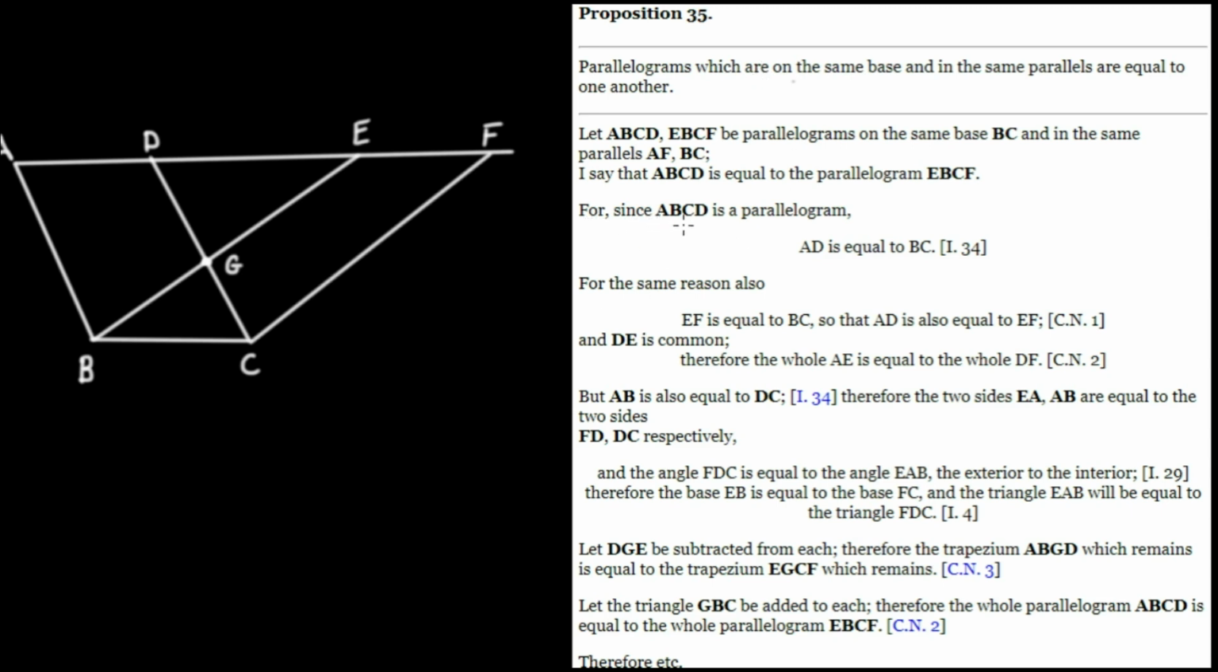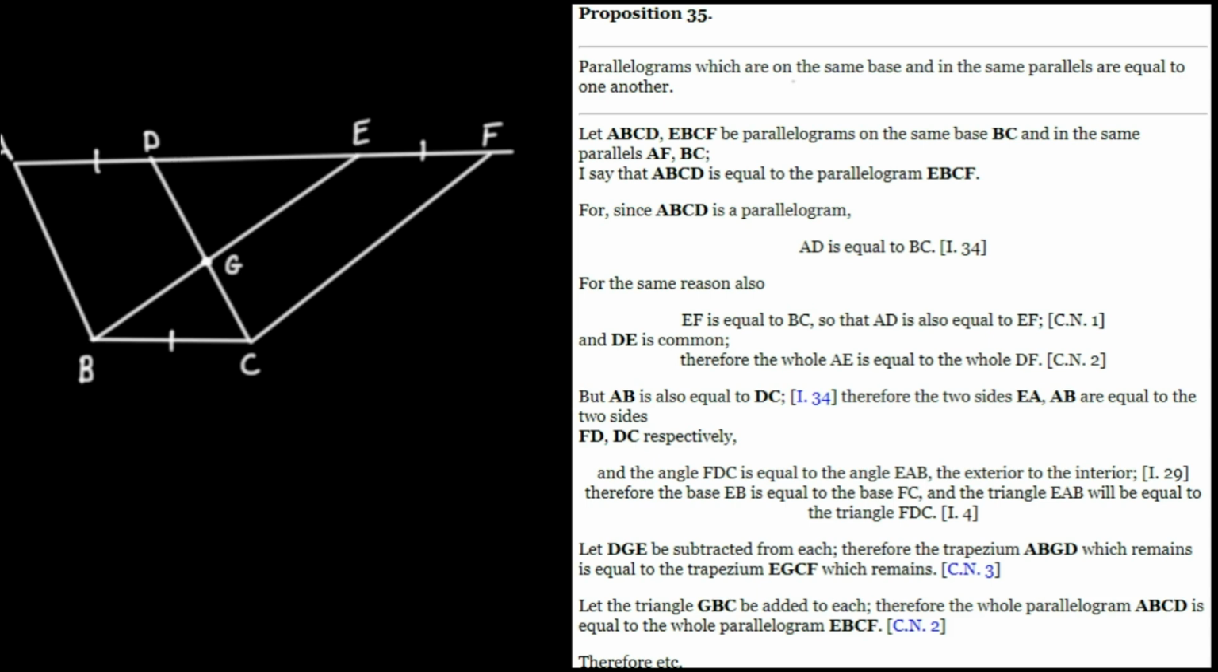For since ABCD is a parallelogram, AD is equal to BC by Proposition 34. So opposite sides in the parallelogram are going to be equal. For the same reason also, EF is equal to BC. Let's take note of that. So EF and BC are going to be equal. Again, opposite sides of a parallelogram must be equal. So AD is equal to BC, which in turn is equal to EF, so that AD is also equal to EF by common notion 1. And we have DE in common. So we'll take note of DE.